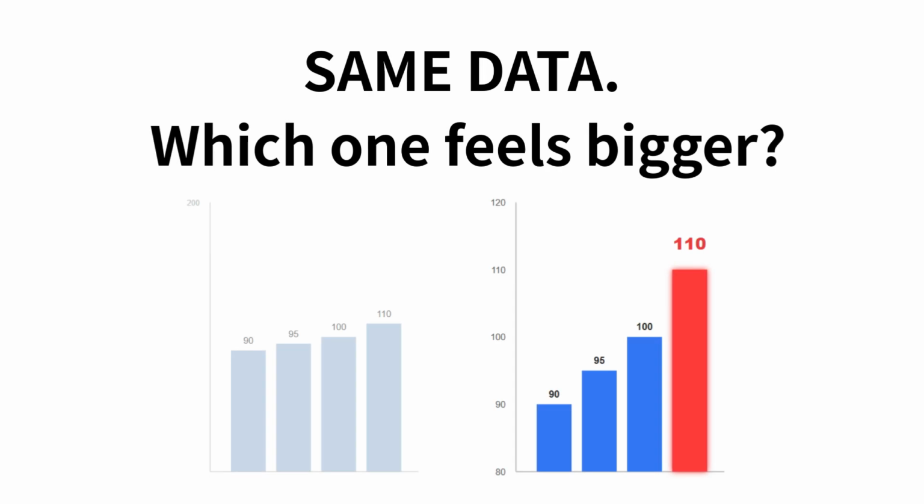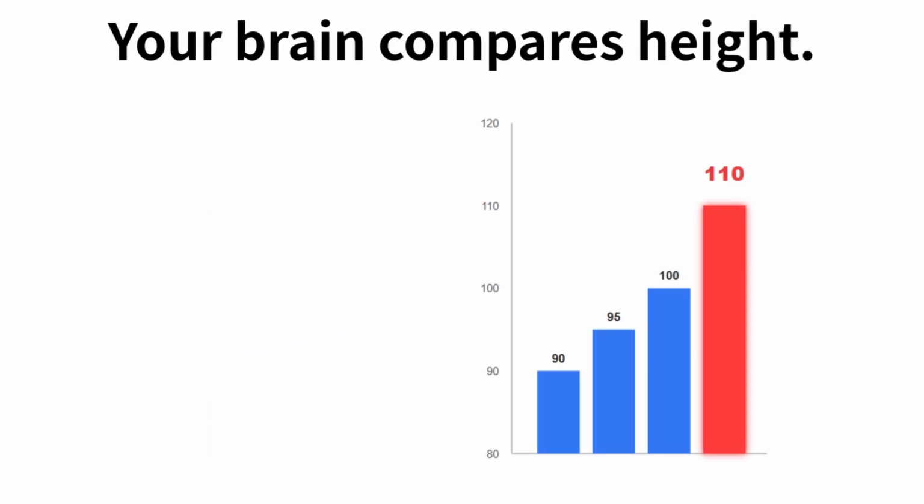Same data. Which one feels bigger? They're the exact same numbers. And this is how bar charts trick you. Your brain compares height. It doesn't check the starting point.